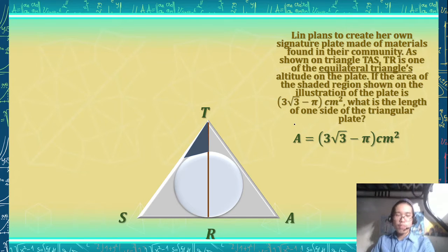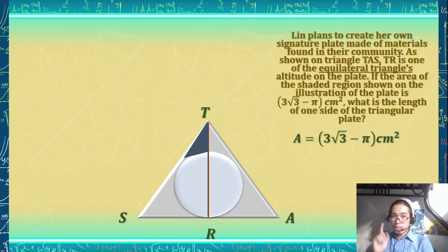Okay, so let's try solving the second problem that we have here for our given figure for sectors of circles and also the sectors of different polygons. So we have here Lynn plans to create her own signature plate made of materials found in their community, as shown on triangle TAS, with TR being one of the equilateral triangle's altitudes on the plate. If the area of the shaded region over here is equal to (3√3 − π) cm², what is the length of one side of the triangular plate?